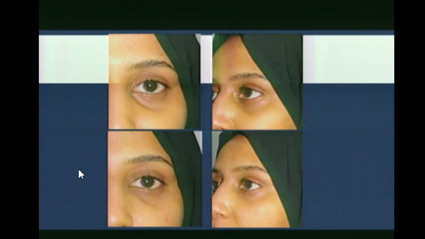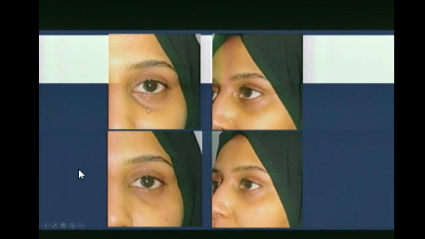The problem is, if you inject too much, you need after 10 days or so to dissolve it. And when you dissolve it, you cannot control how much you dissolve. You can control how much you add, but you cannot control how much you take away by hyaluronidase.